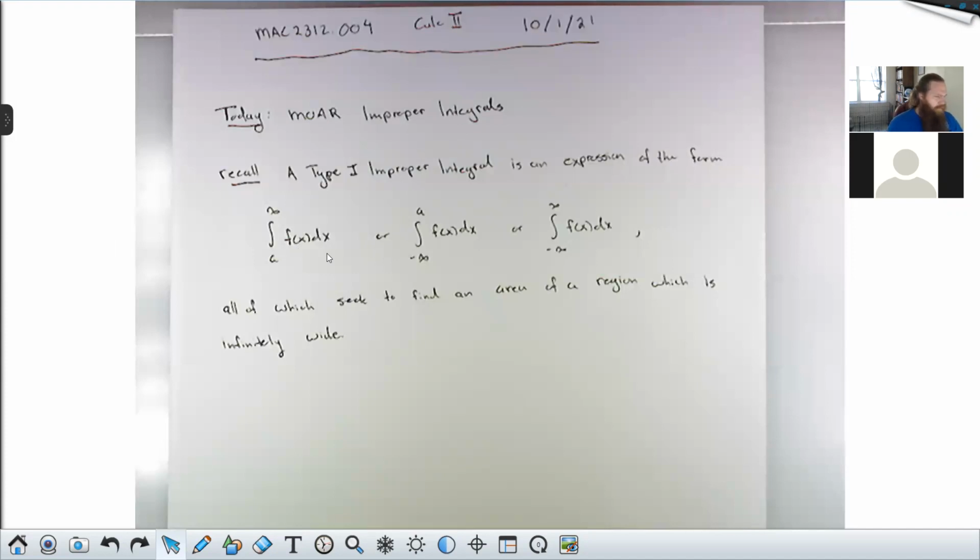So before I actually get into type 2 integrals, I'd like to show you maybe one example of each of these sort of things and how to handle them. Before I do that, are there any questions from the material we looked at last time?